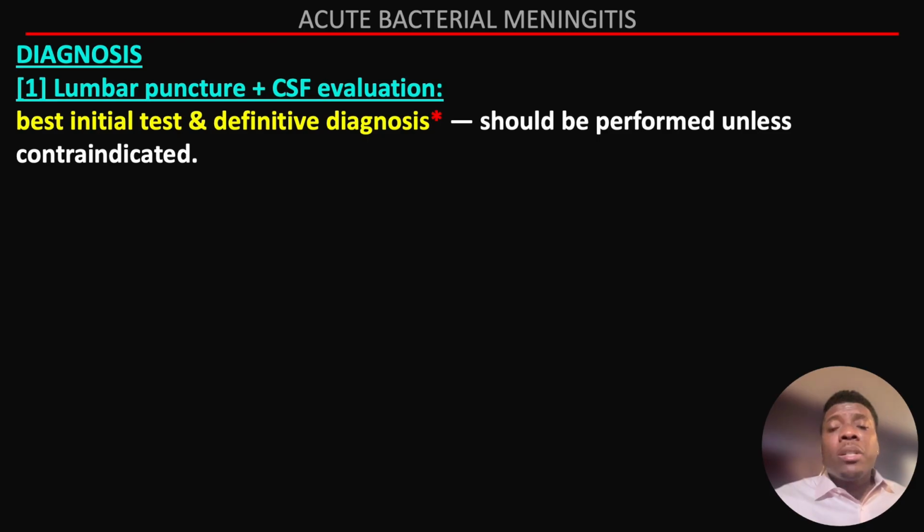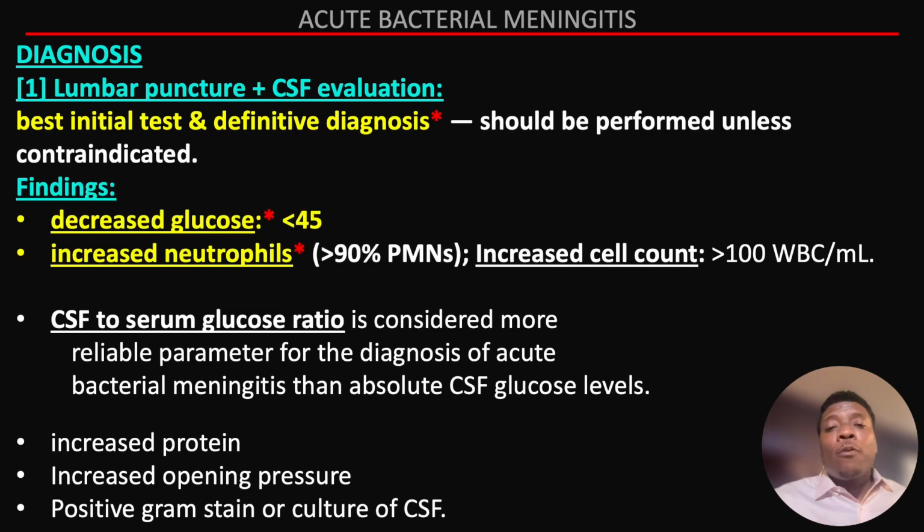The most important test when meningitis is suspected is a lumbar puncture with analysis of the cerebrospinal fluid. Now, that is the most important test, and that is usually performed prior to initiating antibiotics if it can be done promptly. The classic findings for bacterial meningitis include a decreased CSF glucose, and that's because the bacteria will consume the glucose for energy, resulting in a decreased CSF glucose.